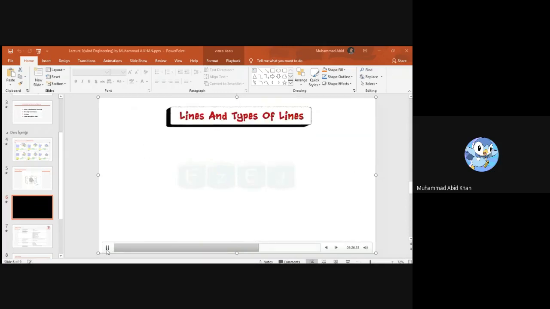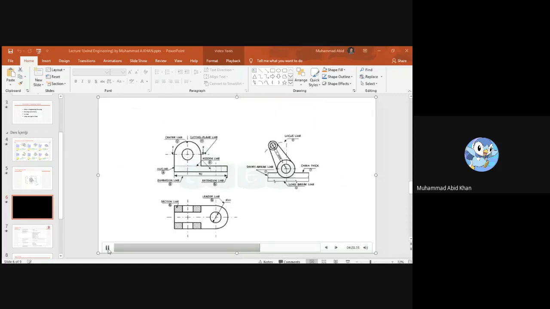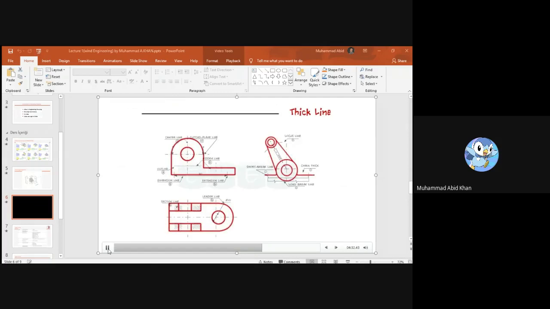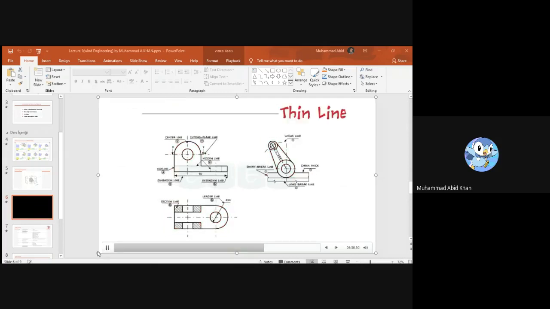Now let us see the different types of lines. First is a continuous thick line. This line is used to display outline and edges of the main drawing. Next is the continuous thin line. This line is basically used for dimension, extension, projection, leaders, hatching, etc.